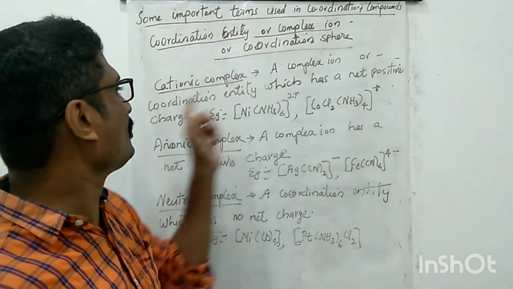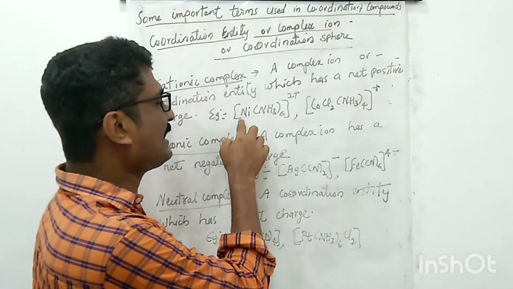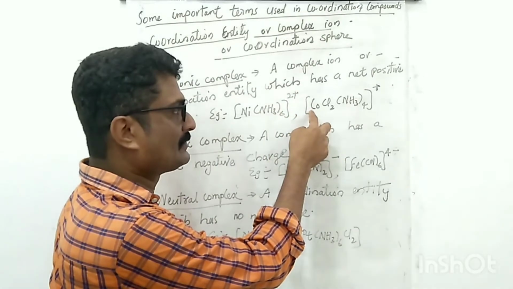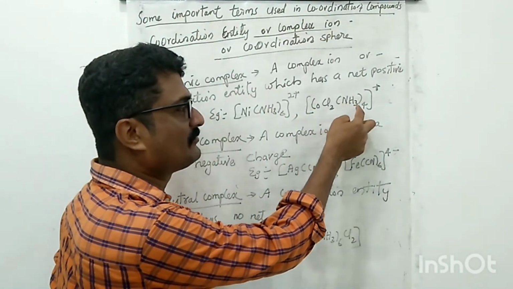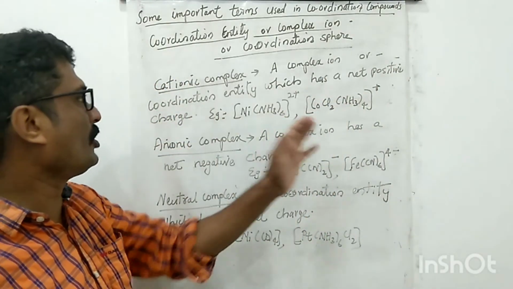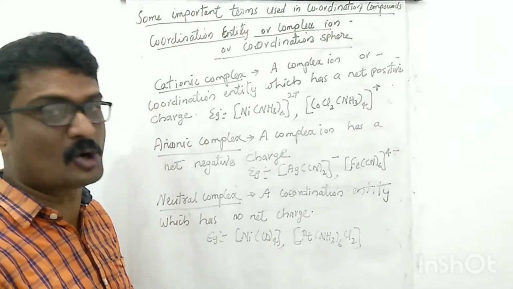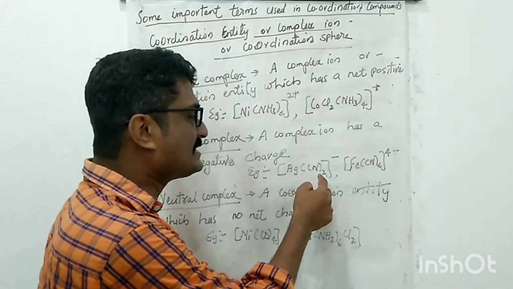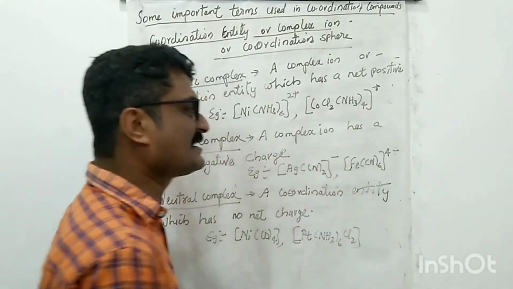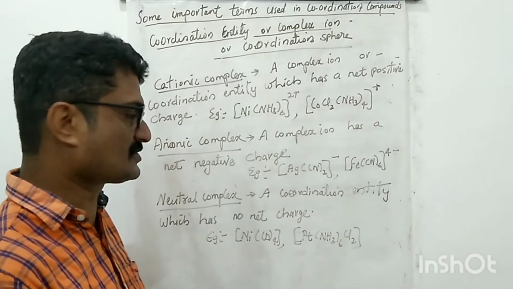Number 1, cationic complex: a complex ion or coordination entity which has a net positive charge. Example, [Ni(NH3)6]2+, [CoCl2(NH3)4]+. Number 2, anionic complex: a complex ion or coordination entity which has a net negative charge. Example, [Ag(CN)2] minus, [Fe(CN)6]4 minus.